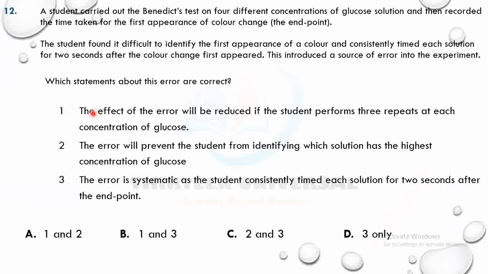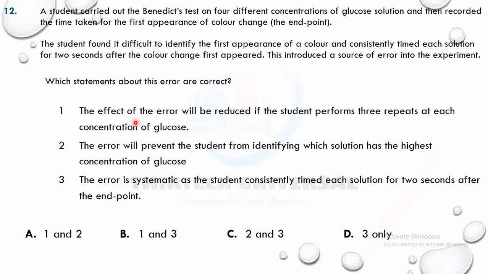Number 1, the effect of the error will be reduced if the student performs 3 repeats at each concentration of glucose. No, this doesn't take care of that accuracy. This is an error on accuracy. Repeats and calculating the mean take care of validity, not accuracy. So I don't think it's correct.